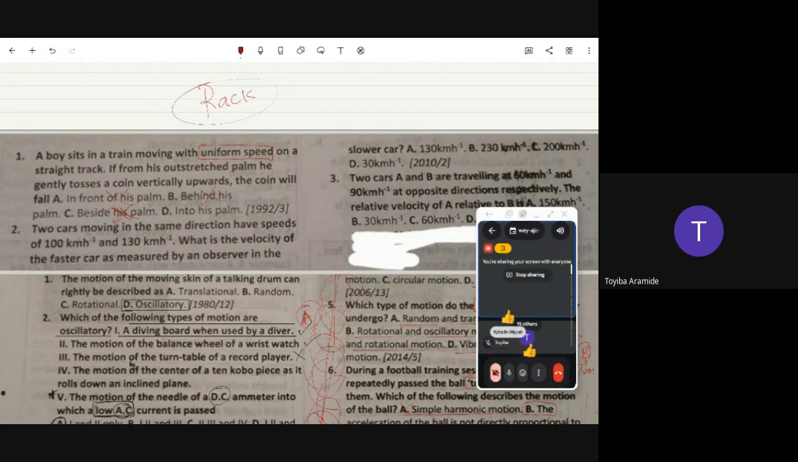Any question? Thank you. Another question that I will ask you, if you tell me that it is in front, what if the boy threw the coin backward? Do you understand? It's as if the boy is not moving, because we are looking at the motion of the boy relative to the train. Do you get it? Rocky, you have a question?